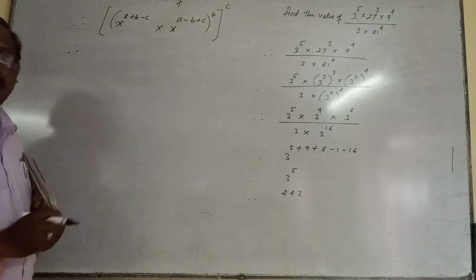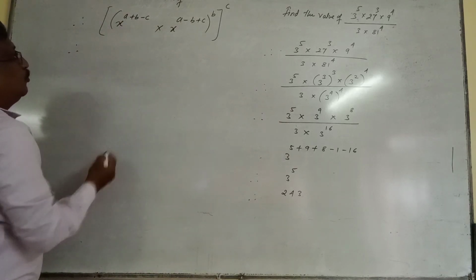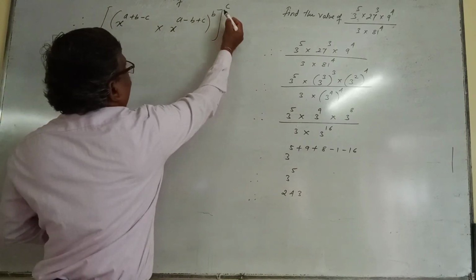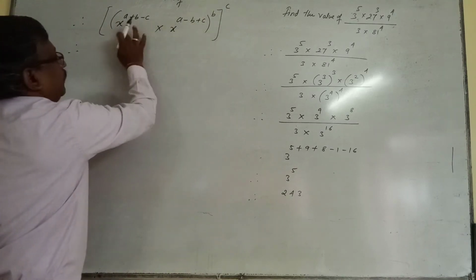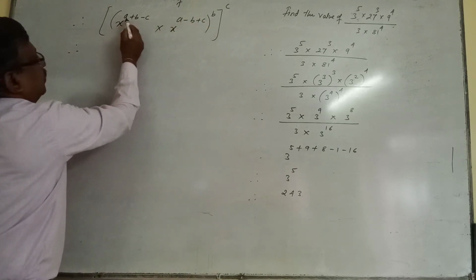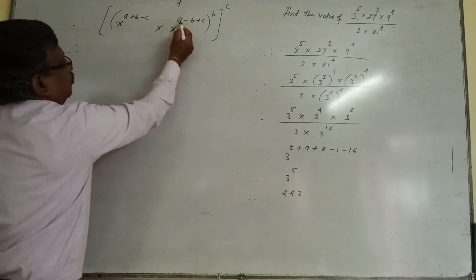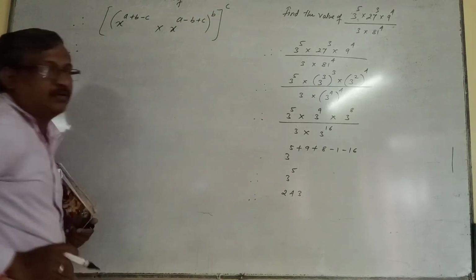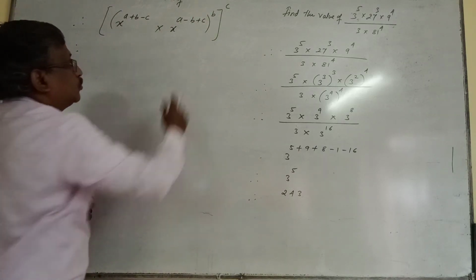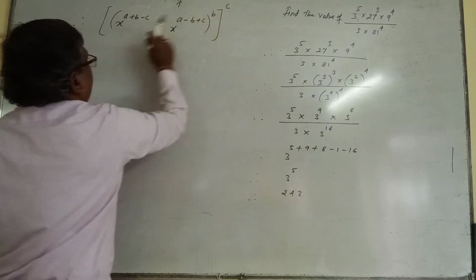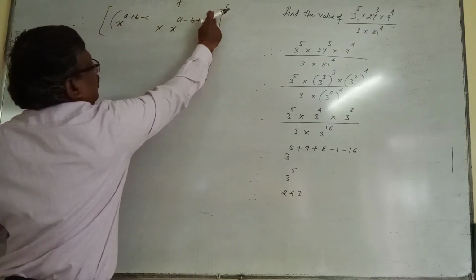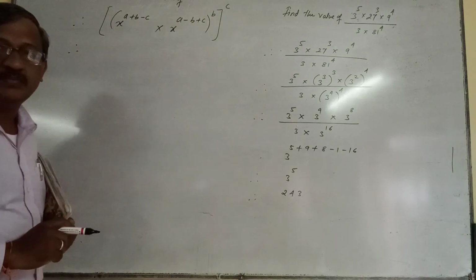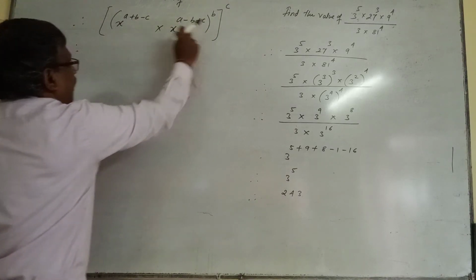So let's start with the solution, right? So first what you do? First you simplify this bracket, means x raised to a plus b minus c into x raised to a minus b plus c, that whole raised to b. Here I can apply which rule? Third rule, right? So these powers we can multiply, means a plus b minus c have to multiply by b, and a minus b plus c also you have to multiply by b. So first you open this small bracket, right?